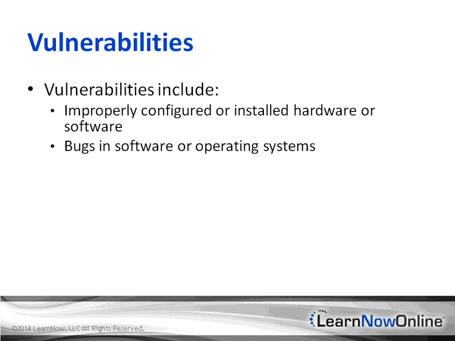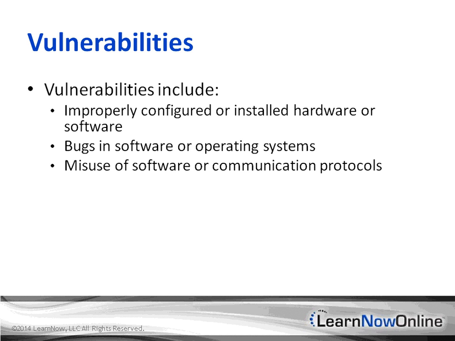In fact, the vast majority of outbreaks in the past have really exploited these vulnerabilities. This goes back many, many years, but for instance, the SQL Slammer worm infected over 100,000 systems. All of those systems, had they gone through the Windows updates and been patched, would have been protected against the exploit of that vulnerability. So, default configurations, bugs in the software or operating system, sometimes the misuse of software or communication protocols.